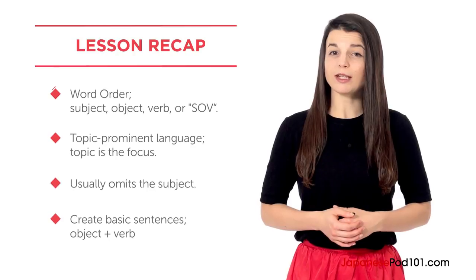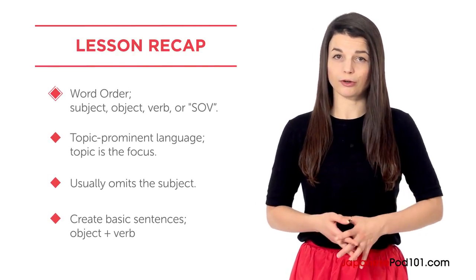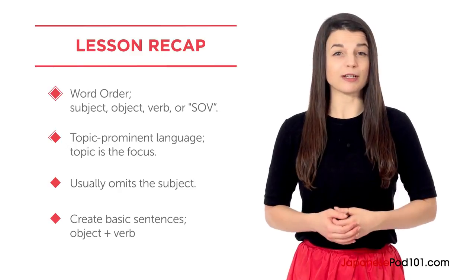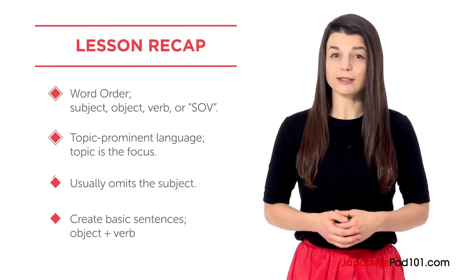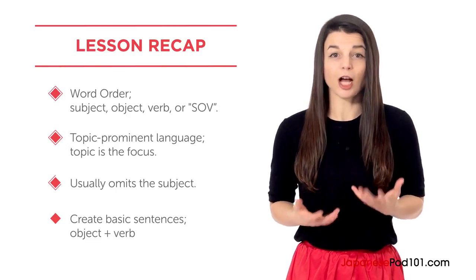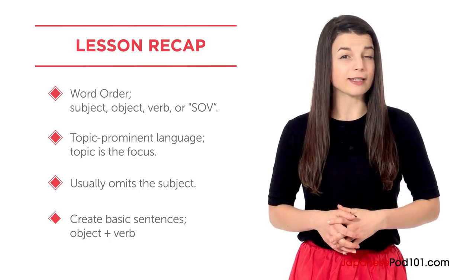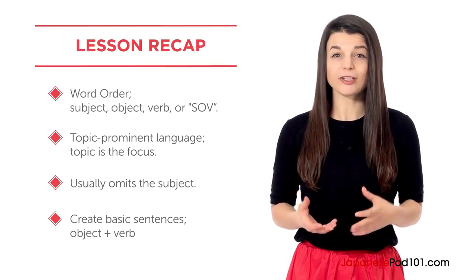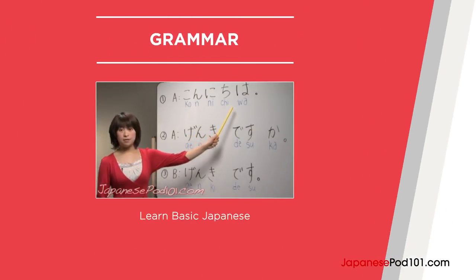Well done! Let's wrap up this lesson by recapping what we've learned. In this lesson, you learned that Japanese sentences are formed using a subject-object-verb, or SOV, word order. The most important aspect of Japanese sentences is not the subject of the sentence, but the topic. Most sentences spoken in Japanese will not actually contain a subject, especially if that subject is obvious, like when it's yourself, the speaker. And lastly, you can create basic sentences in Japanese by putting the object first and the verb last. We've covered only the very basics of Japanese grammar.